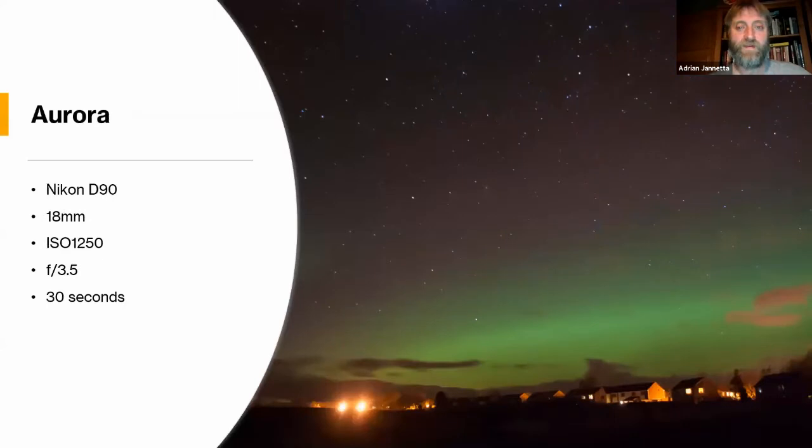The aurora can be captured when it's visible. Again, this was taken from Acklington, just around the corner. It is the same camera, same lens. ISO is a bit higher. That's a 30-second exposure. I think the Andromeda Galaxy is in there as well. I can just see that there. It's picked out the Andromeda Galaxy as a bit of a smudge there.